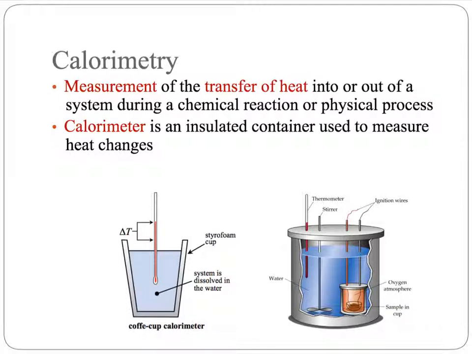When we measure the transfer of heat into or out of a chemical reaction or what's happening in a physical process, we are doing calorimetry. Typically we do that in a calorimeter, which is some type of insulated container that can be used to measure the heat changes without having the temperature of the outside environment affecting what's being measured. A very simple calorimeter is a coffee cup or insulated styrofoam cup calorimeter where you have something going on in water in solution and you're measuring a change in temperature on a thermometer.